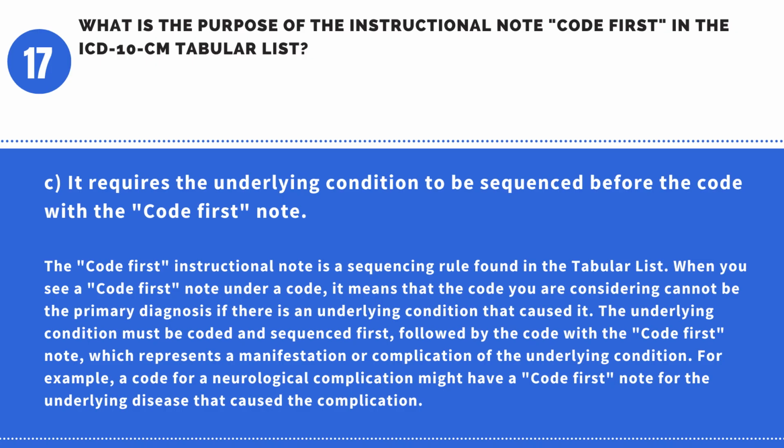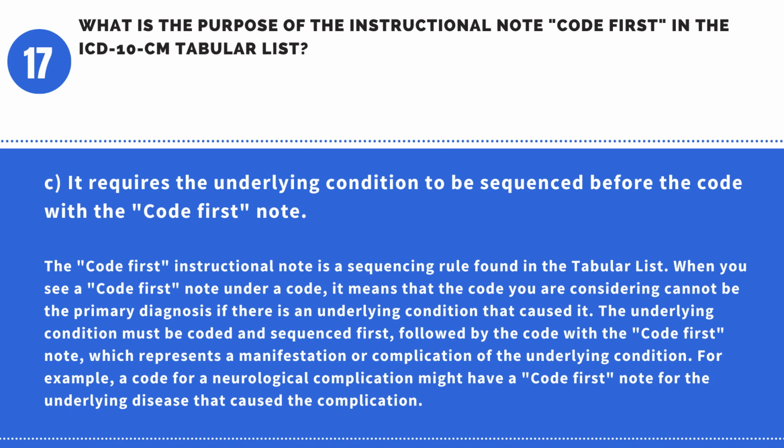Answer: C. It requires the underlying condition to be sequenced before the code with the code first note. The code first instructional note is a sequencing rule found in the tabular list. When you see a code first note under a code, it means that the code you are considering cannot be the primary diagnosis if there is an underlying condition that caused it.